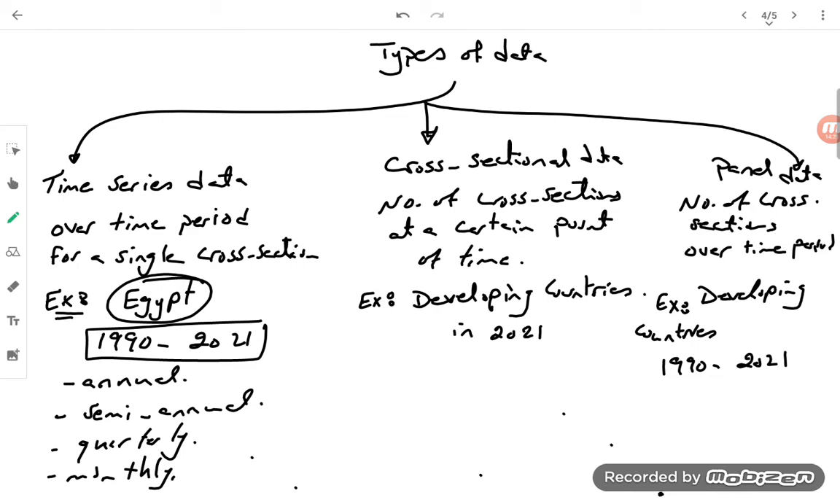So in step number 4, we have to identify whether our data will be time series or cross-sectional or panel data, and then collect data for the variables under consideration.